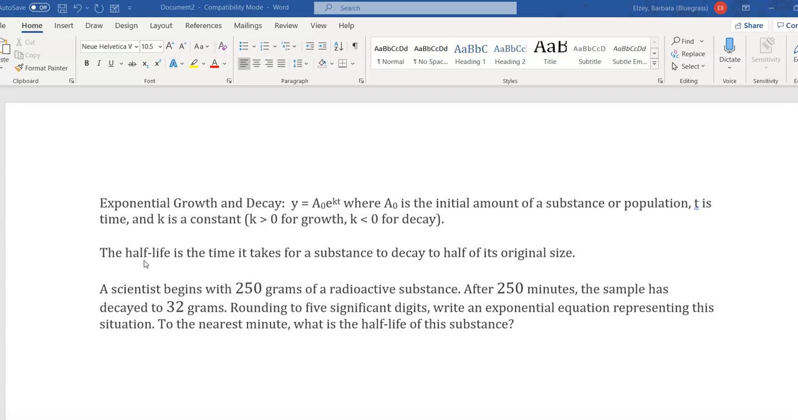Now, when we see half-life, it always refers to an exponential decay problem, because something is decaying. Now, we'll see as we get ready to do this problem that this is done exactly like the growth problem that we saw before. So let's take a look.